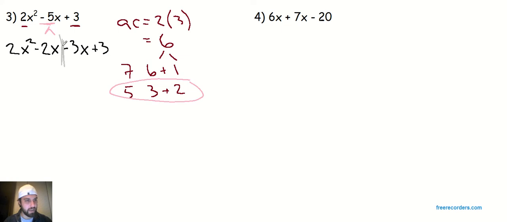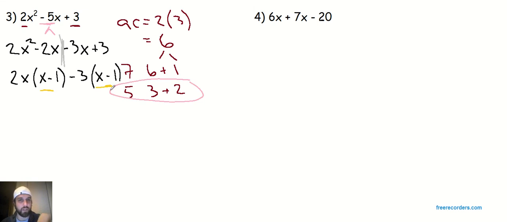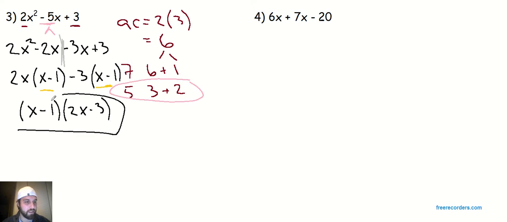Again, here's my kind of imaginary wall that I'm going to factor. On this side, you've got a common 2x. You're going to be left with an x minus 1. On the other side, you've got that negative 3, and you're going to be left with an x minus 1. And so we know we've done it right, again, because this is going to match. So that's good news for us. And so we're left with the factors x minus 1 and 2x minus 3. And now we're fully factored. So there's our final answer.